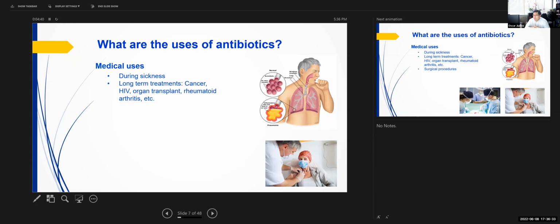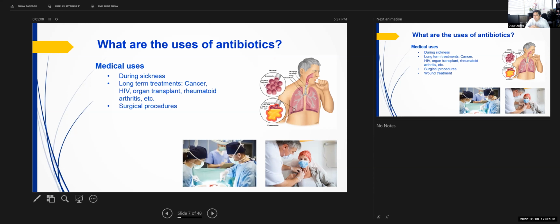We're also going to be using antibiotics for people whose immune systems are suppressed. For example, during cancer therapy, for HIV patients, after organ transplant, for rheumatoid arthritis, for lupus, and for many other conditions, we're going to see that the immune system shuts down. Our body cannot fight infections, and for that reason, we're going to need antibiotics in these cases.